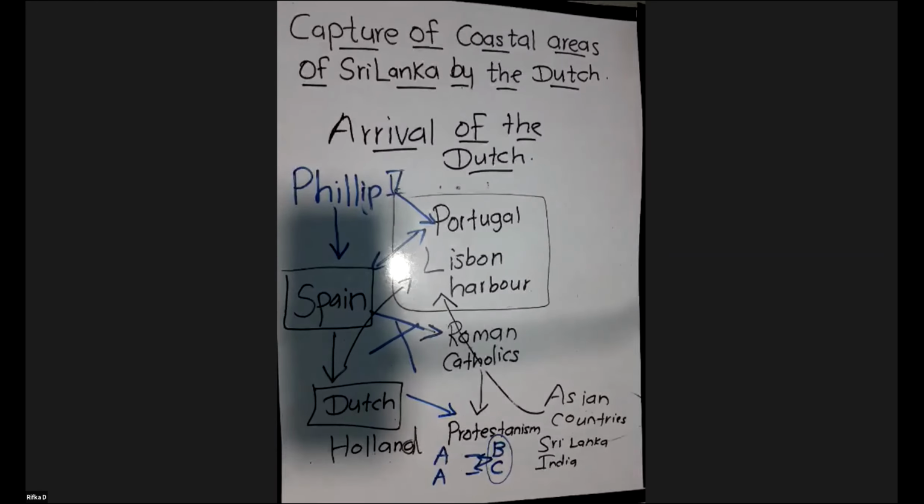Okay, can you see the world map? Right, children, there you can see where Portugal is, where the Lisbon harbor is, where Spain and Holland are located. On the other side you can see some important countries in Asia: India, Sri Lanka, and have a look at the Java Islands also, because we are going to learn further about them. You should know where the Java Islands are located. Okay, children, I think you are clear with that. So now let us move to the next part.